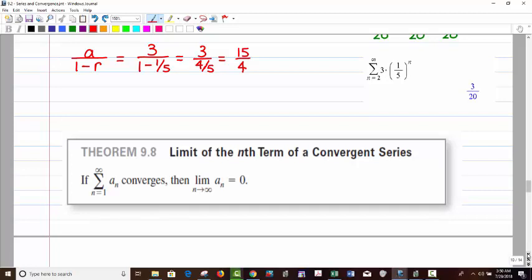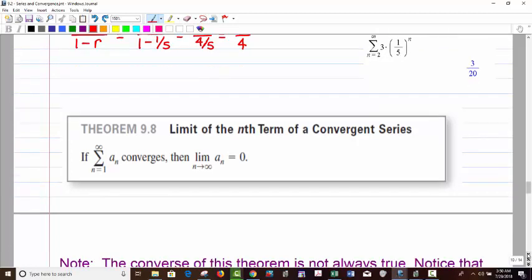All right, now here's a new theorem for convergence of series in general relating to sequences.